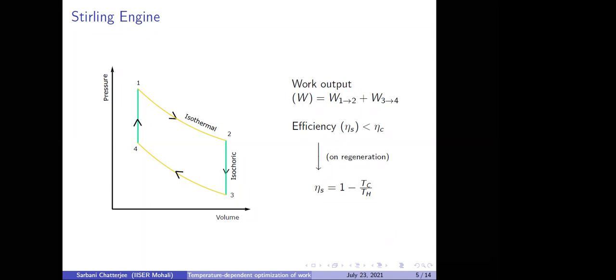Any more questions? These can also run on a low temperature difference. Regarding the temperature difference, we will see what happens at a later stage. I have a few plots that will explain that. Thank you. Yeah, sure.